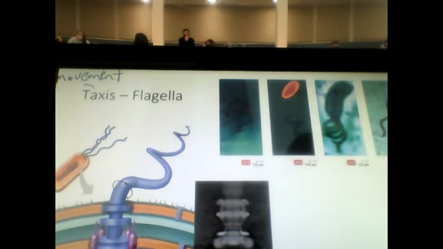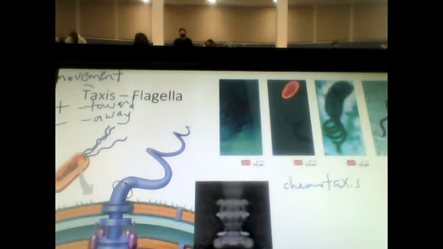So you can have different kinds of movement, different kinds of taxis. You can have positive taxis, which is moving towards something, or negative taxis, which is moving away from something. So this is movement towards or away from a stimulus. We could talk about things like chemotaxis, where positive would be moving towards a specific chemical stimulus, and negative would be moving away from a specific stimulus. You can have phototaxis, which is moving towards or away from what? Light. And again, some bacteria are responsive to light and some bacteria are not responsive to light.